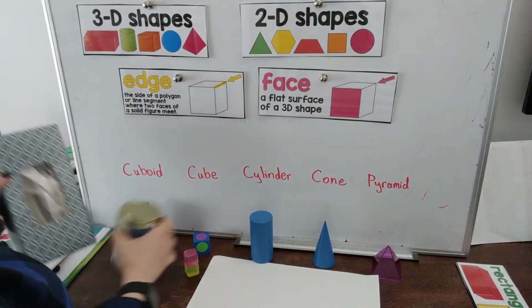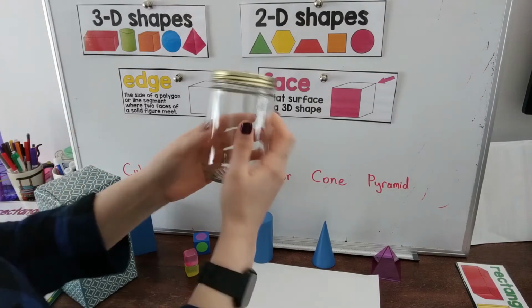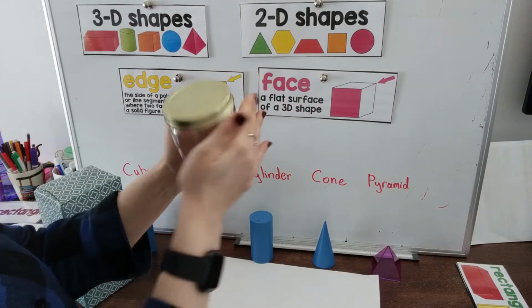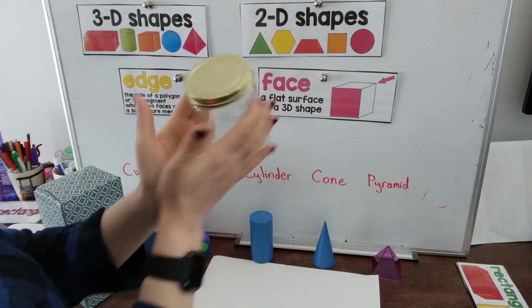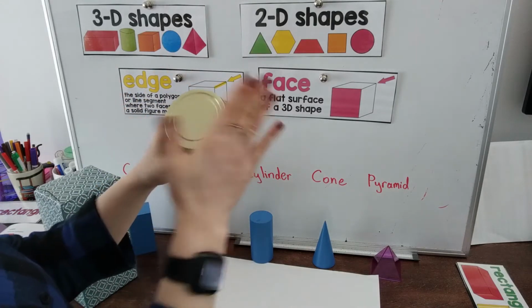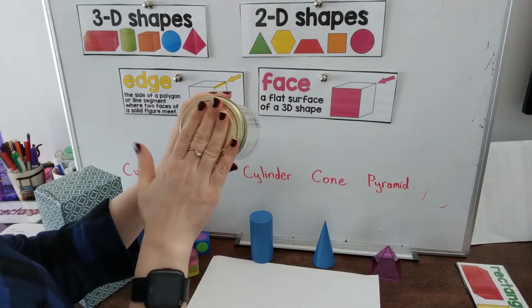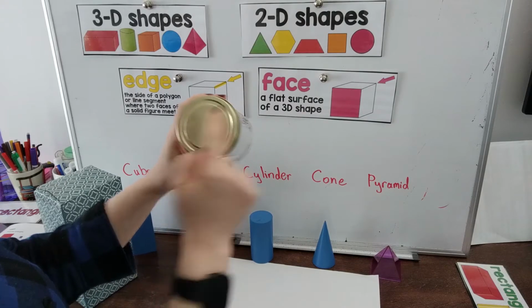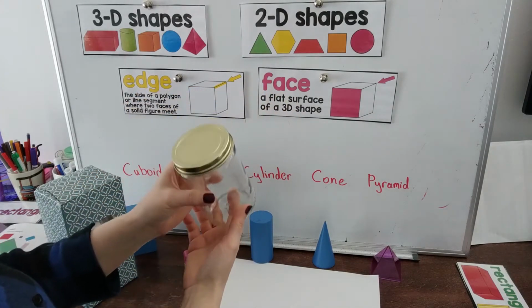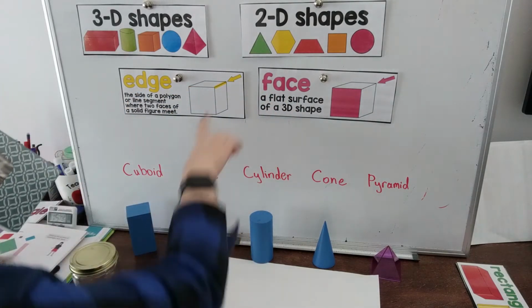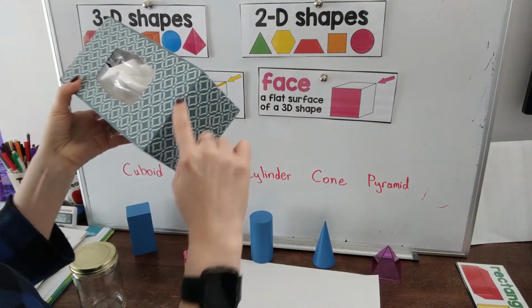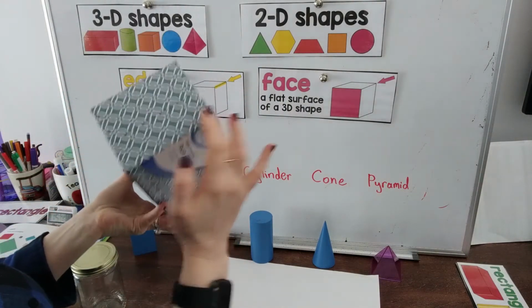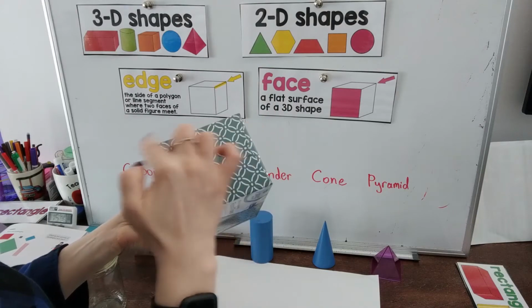For example, if I am looking at my cylinder, this is not flat. It's not a flat surface because it is round and it rolls, right? But this part is a flat surface. So this is the face of an object. And when you're tracing, you are going to use the edge to trace around the edges. These are the edges of a three-dimensional object.